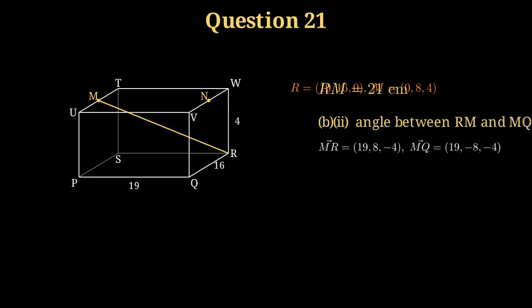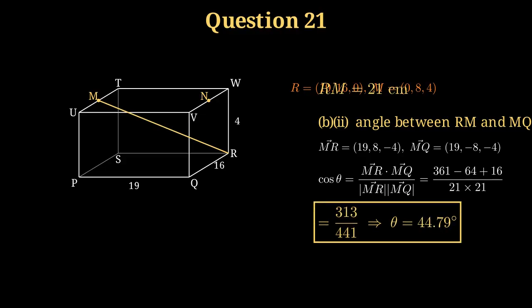Part B, 2. The angle between the two lines RM and MQ, measured at their meeting point M. We use vectors from M. MR is (19, 8, -4), and MQ is (19, -8, -4). Cosine of the angle is the dot product over the product of the lengths. The dot product is 361 minus 64 plus 16. Each vector has length 21, so that is 313 over 441. The inverse cosine gives 44.79 degrees.